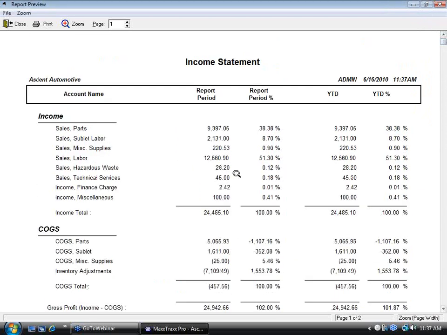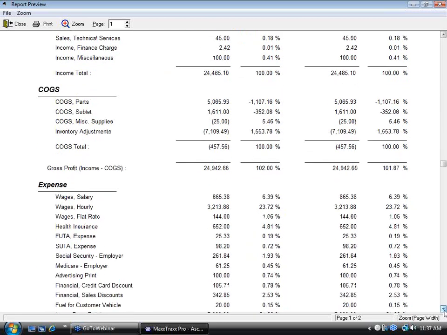Let's go back to the top, though. This is what my total income is, my parts, sublet, and labor, okay? And then here's my expenses, which, of course, I have inventory adjustments that skew this number terribly, obviously, here. Again, demo material. So I have my gross sales, and then I have my gross profit, which should usually be, you know, $18,000 probably if it were real.